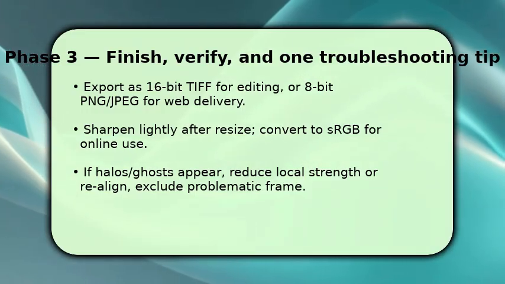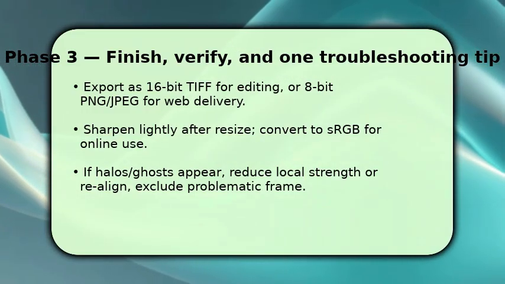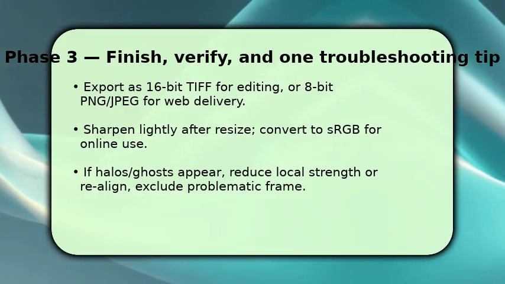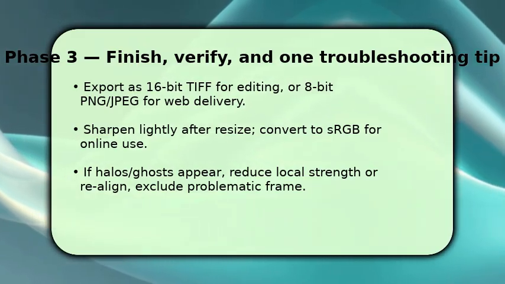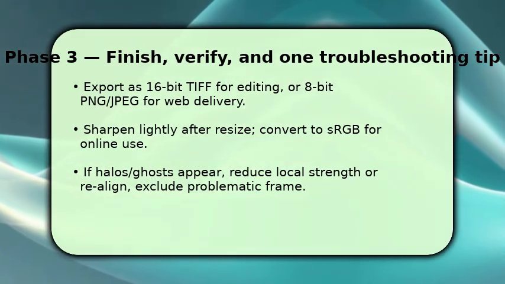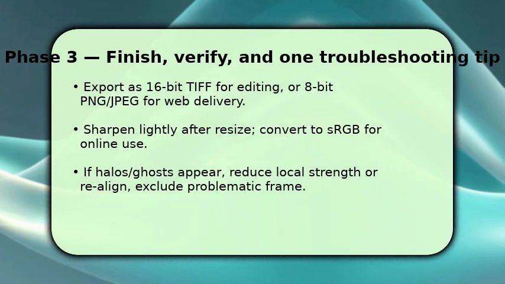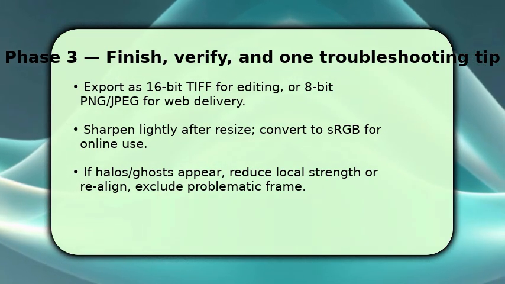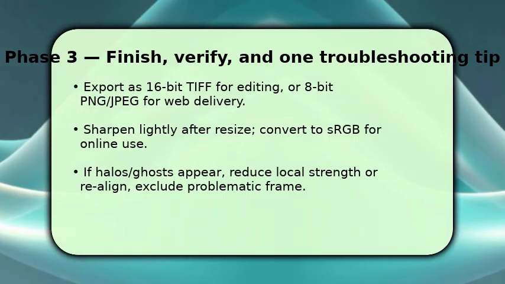If you see halos or ghosting, reduce local strength in the tone mapper or rerun auto-align and exclude the problematic frame that introduced movement. Finally, compare before and after. Make small adjustments and save versions so you can revert if needed.